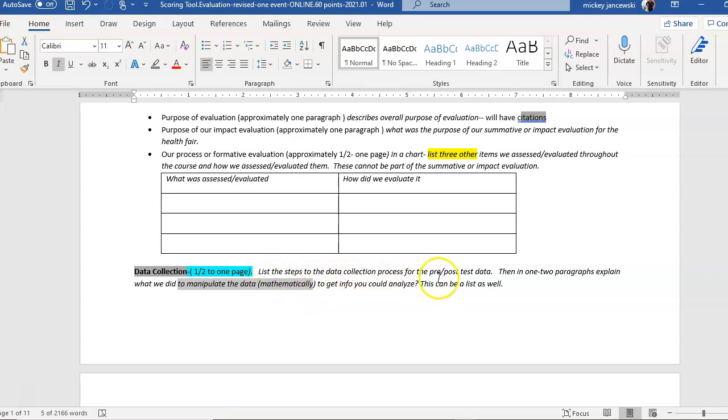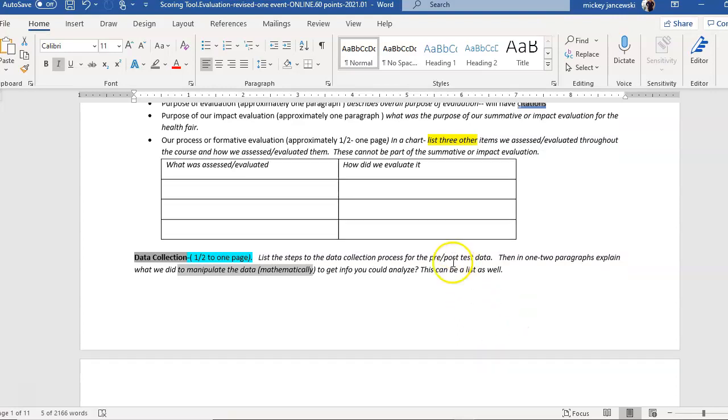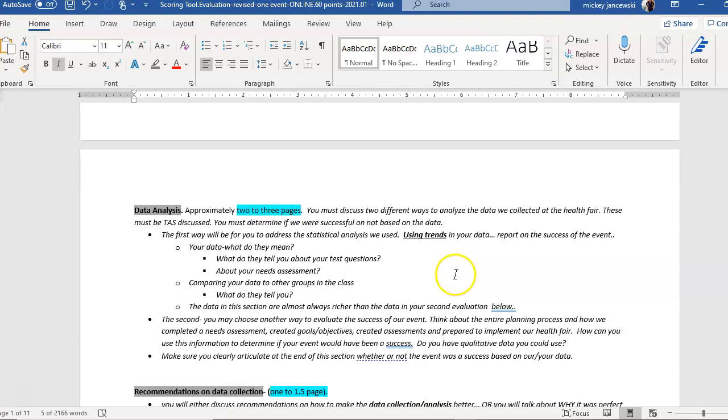So from the point of the pre-test to the point of getting your data analyzed, what did we do? You can do this as a list, or you can do it in 1 to 2 paragraphs. Either way is fine. Do not do both.